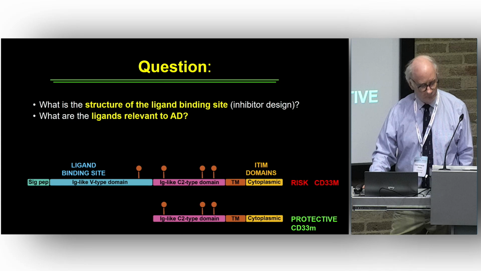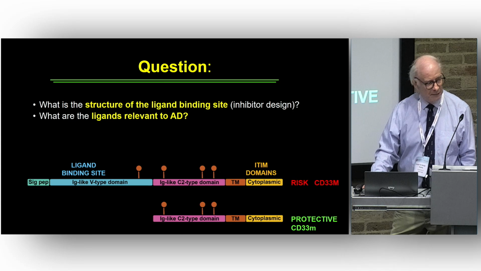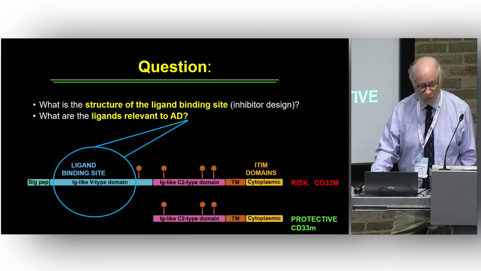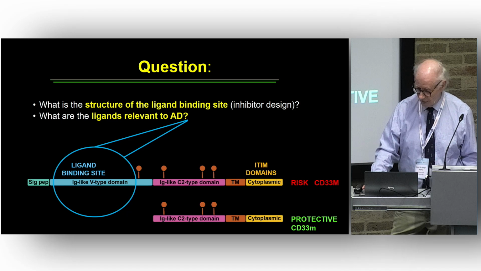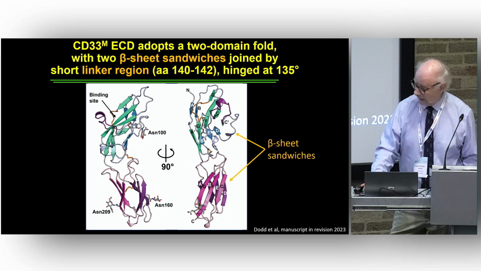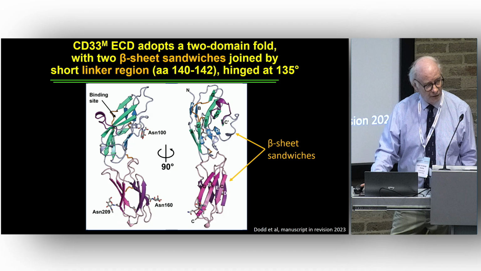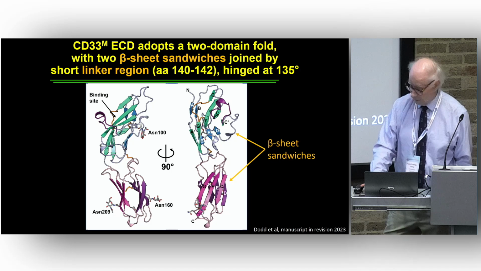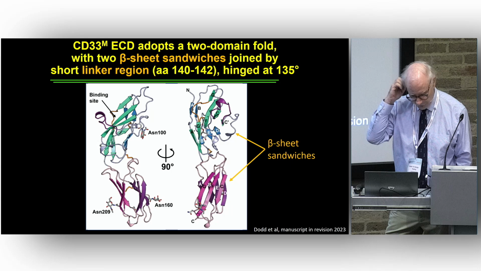So the question was then, what was the structure of the ligand binding site? Because that might be useful in identifying potential inhibitors. And what were the actual ligands that were relevant to Alzheimer's disease that would bind to this ligand binding site? So to address this question, we purified the active domain, we crystallized it, we solved the three-dimensional structure of the active domain. And what we found was that this long isoform adopts a two-domain fold with two beta sheet sandwiches joined by a short linker domain in between these two things, and they are hinged at about 135 degrees.